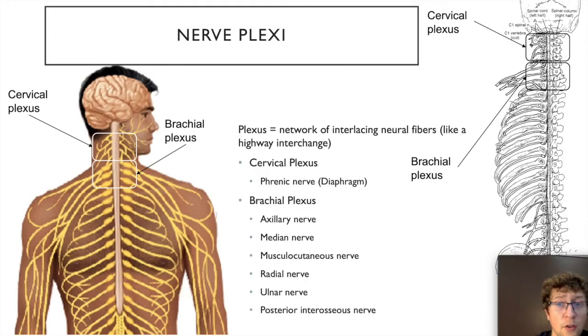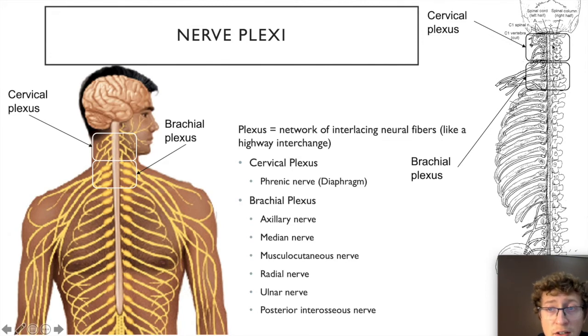Okay, so now we're looking at plexi. So plexi, you can think of these as, it says right here, like a highway interchange. So you have all these anterior rami coming off of our spinal nerves. Those anterior rami are then going to start to fuse together, like lanes would come together on a highway, and then they will kind of randomly be separating apart. So you'll have anterior rami from different parts of the vertebral column coming together and creating unique nerves. So think of the plexus as just like an interchange.